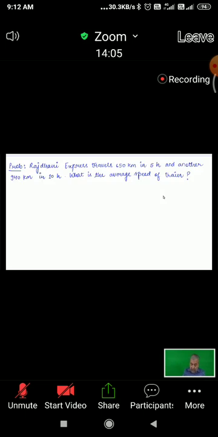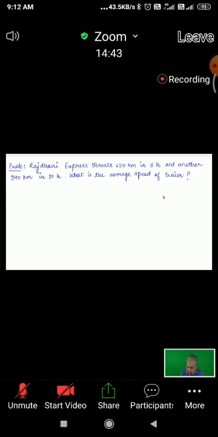So, average speed, you know that actual distance traveled, that is total distance traveled here, is 650 plus 940 and time taken is 5 hours plus 10 hours. So solve this. 1590 by 15, and you solve this: 106 kilometer per hour. So this is the average speed. 106 kilometer per hour is the average speed.